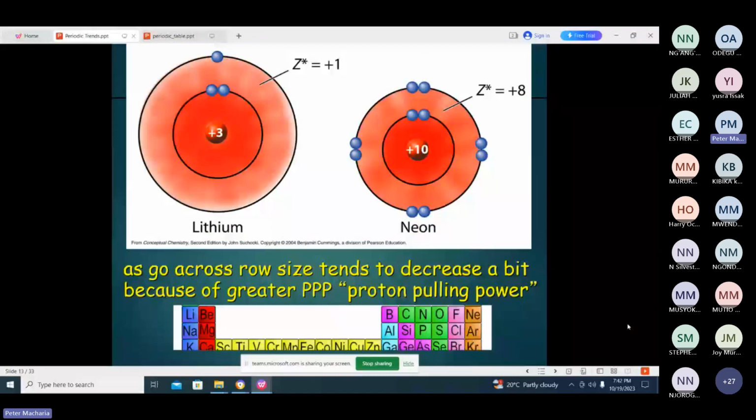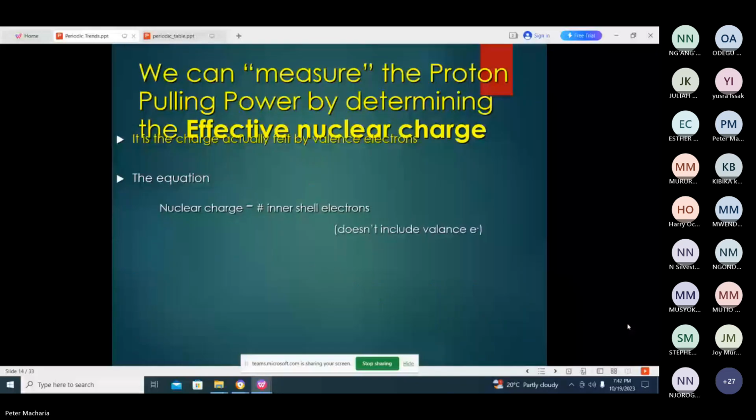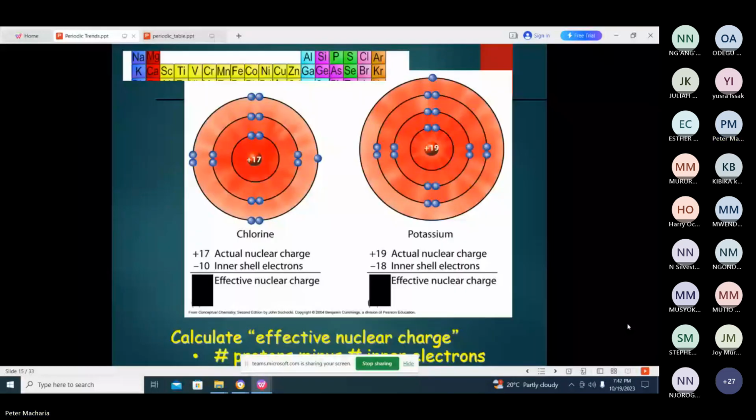So when we say go across a row, we are talking about a period. So here is a representation. For example, chlorine and potassium are in the same period. Potassium is in group 1 to the left. It is here being shown that it has a larger radius than chlorine, and this is because of the effective nuclear charge. Nuclear attraction in potassium is less than the effective nuclear attraction in chlorine.